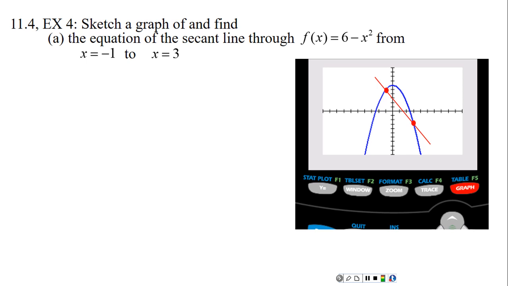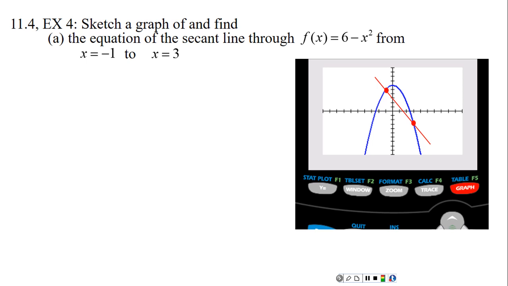Go ahead and go to your calculators. I'll give you a second to get your calculator out. Those of you who have your calculator. Okay, hopefully you've graphed before. If not, hang with me here.